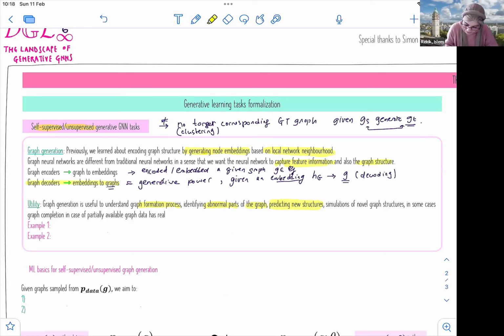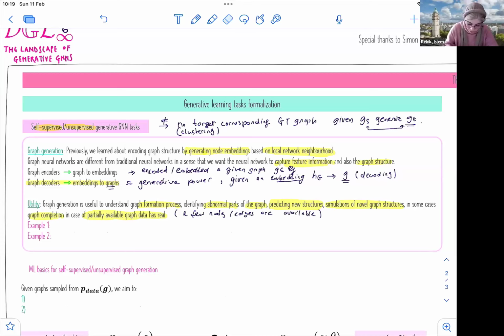So now simulations of also, as I mentioned, novel graph structures, graph completion, which is basically trying to complete a graph where a partial part of the graph is available, which here means maybe a few nodes and edges are available. Okay, so there are so many things we can do.